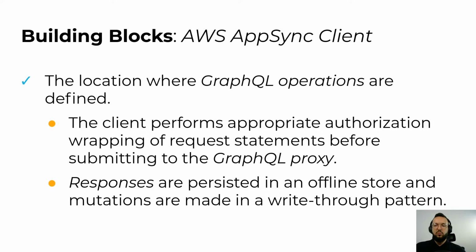Then the client performs the appropriate authorization and wraps the request of the statements before submitting to the GraphQL proxy. If the authorization succeeds, then you will be able to execute such an operation on the GraphQL proxy. Responses are persisted in offline storage, and mutations are made in a write-through pattern. So basically, you are saving data to the data stores at the moment when you are processing the mutation.